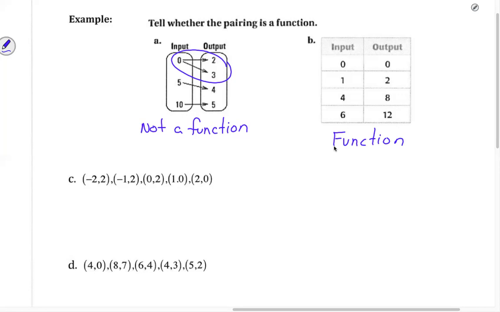Nate, here, I don't have the words input and output anymore, right? But which one of these is my x value? Is it the first number or the second number? The first number, because it's alphabetical. So Nate, all of these that I underline, those are my x values. Do any of those numbers repeat? No. So this is a function. Starting to get the hang of it?